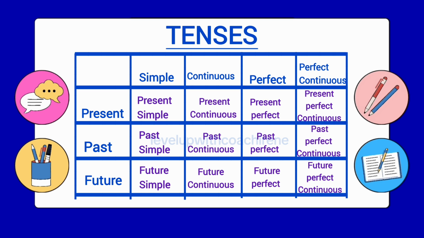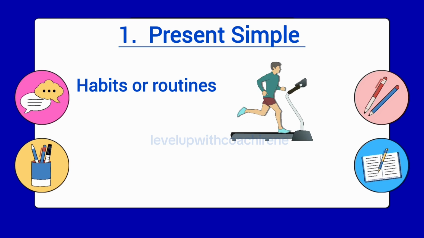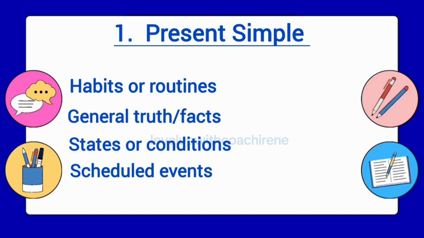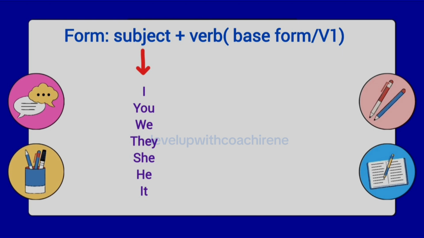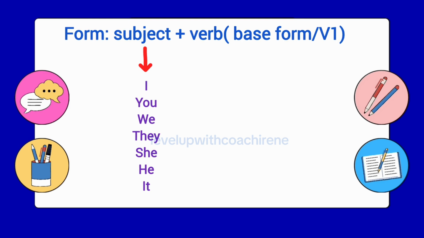Let's begin with present simple tense. Present simple is used to describe habits or routines, general truths, facts, states, or conditions, scheduled events. They are found with a subject, which include I, you, we, they, he, she, or it, plus a verb in its base form or V1 form.